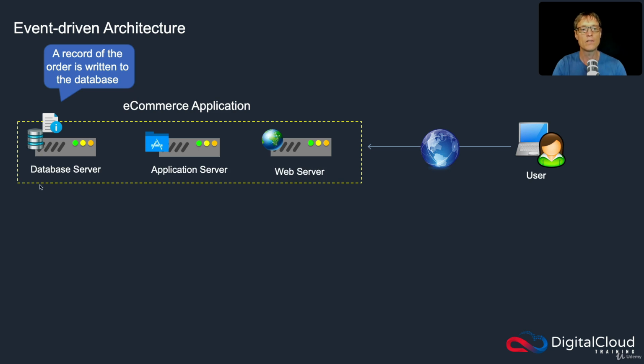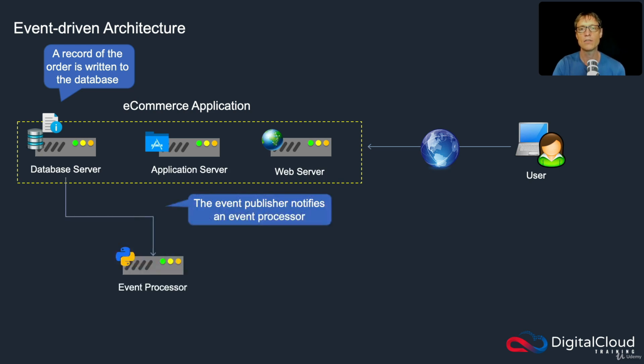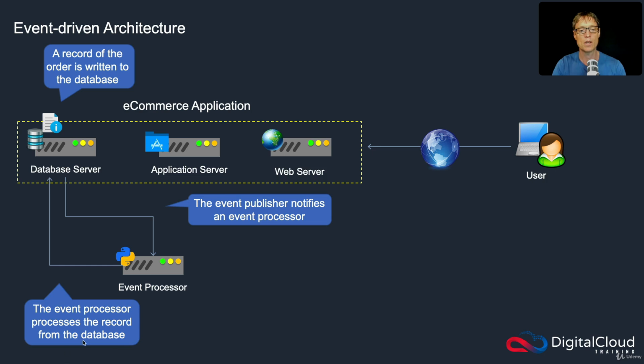Now, what happens in an event-driven architecture is this event, this data being written to the database, can cause something else to happen. So in this case, the event publisher, which in this example is the actual database server itself, sends a message to an event processor and says, hey, I've just had a record written to my database, you might want to check it out. The event processor will then go to the database, find that record, and process it.